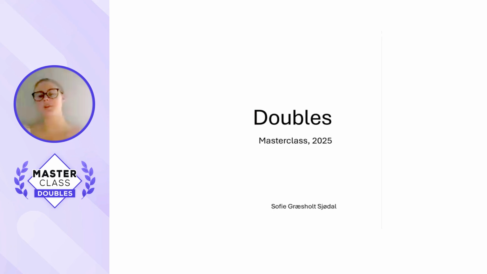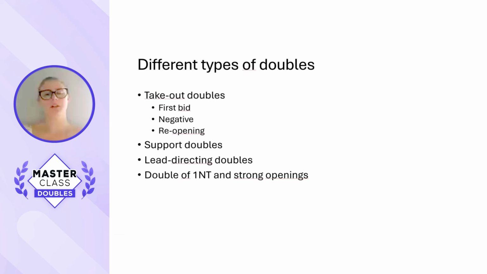Today we are going to talk about doubles. There are a lot of different types of doubles. Obviously we have the penalty double, which was the original meaning of double, where we double because we think they are going to go down and we want to get some extra points. However, it's not actually that often that we use a double for that purpose. Especially in low-level bidding, it's very uncommon that we want to double them for penalty.